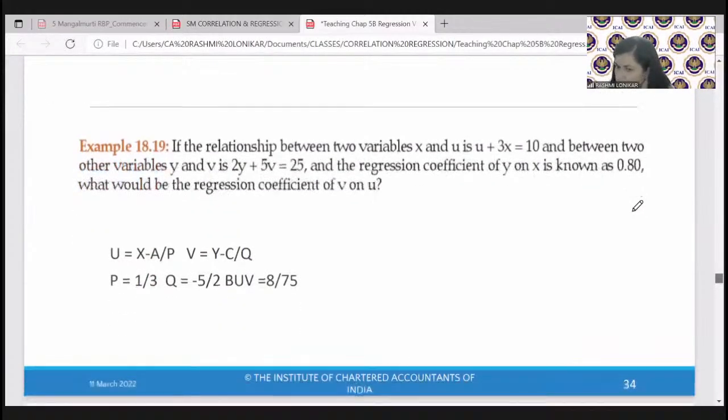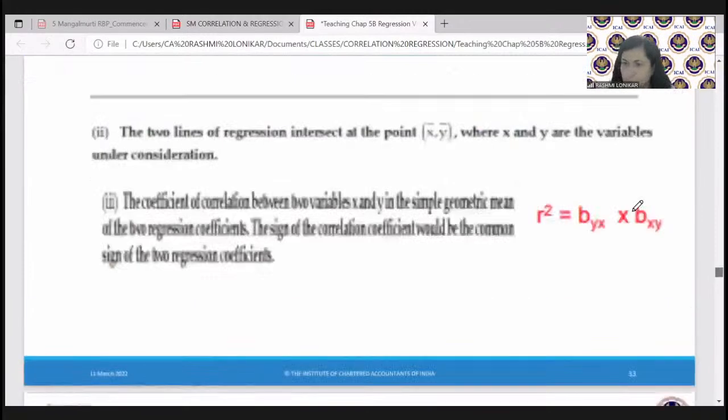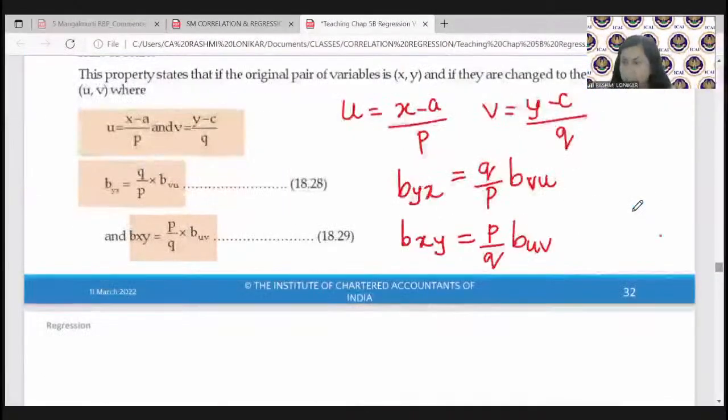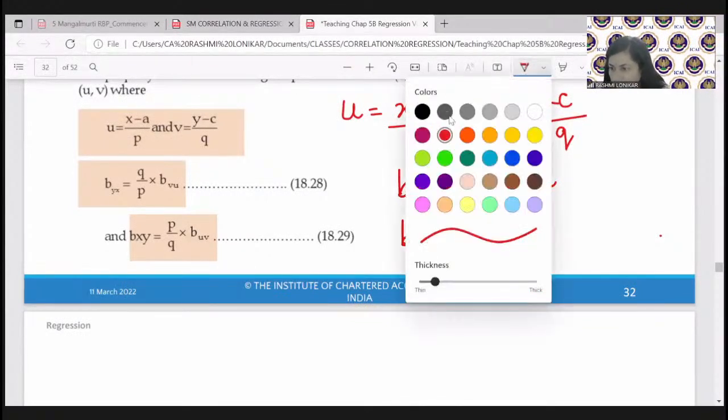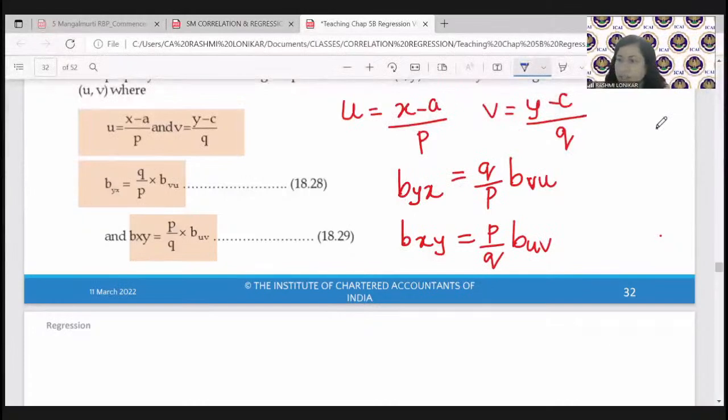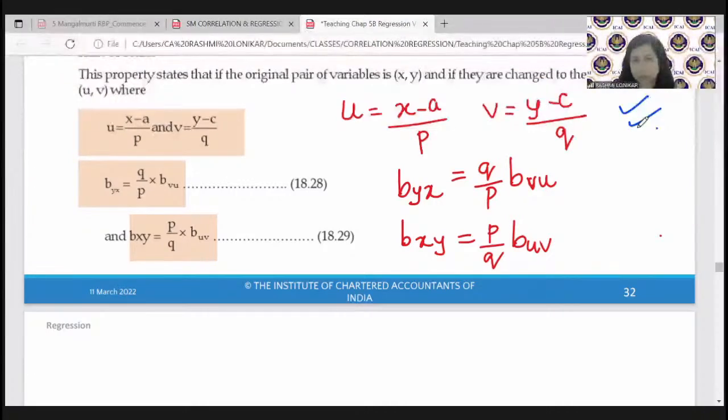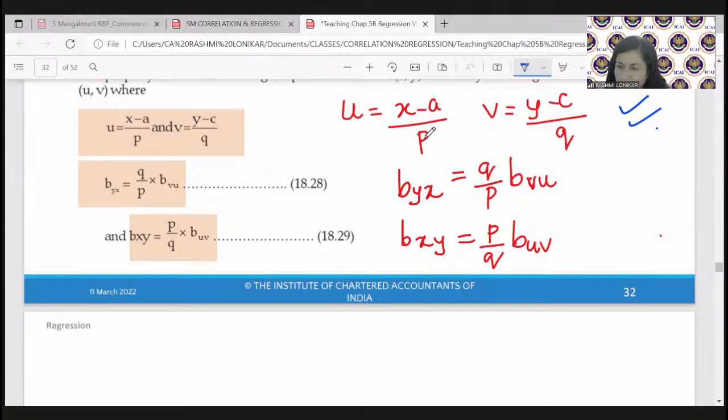u plus 3x is 10, 2y plus 1. Okay. Now, very important is this. Whenever you get such type of sums, you have to make sure that you are writing the u and v in this format. Because unless you write it in this format, you will not be able to find the correct value of p and q. And once you find the correct value of p and q, then only you will be able to find bxy or bu or buv. So, u should be in the format x minus a upon p, and v should be in the format y minus c upon q.